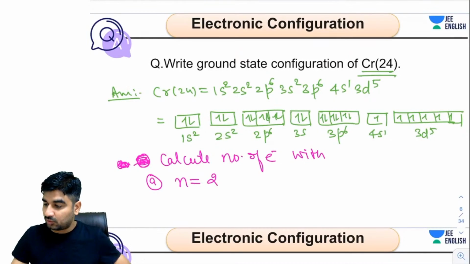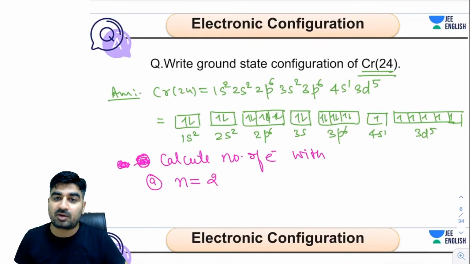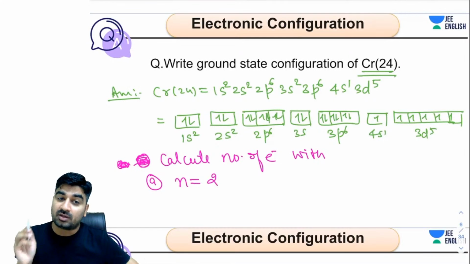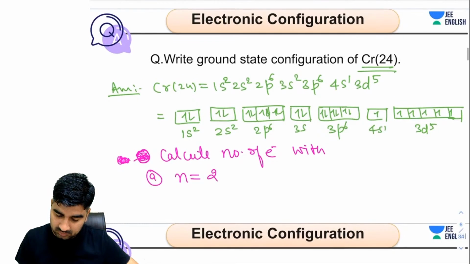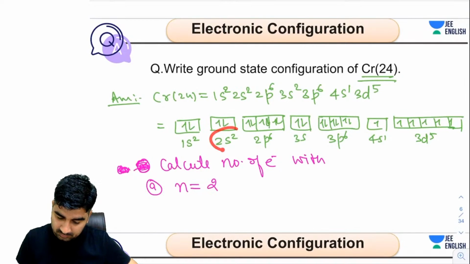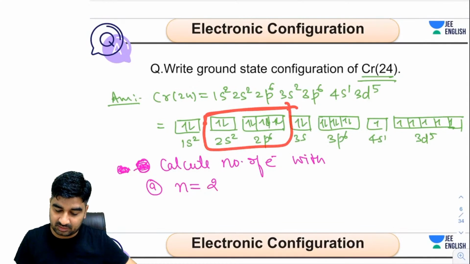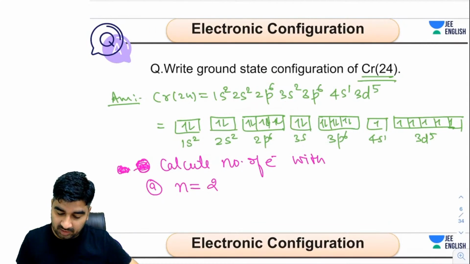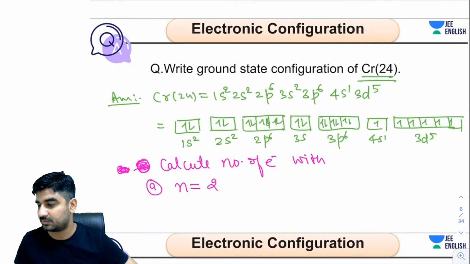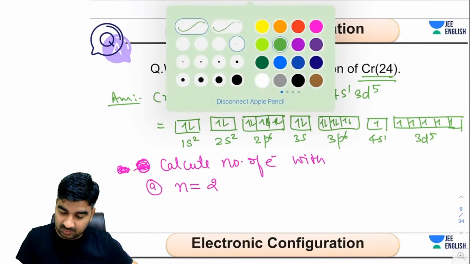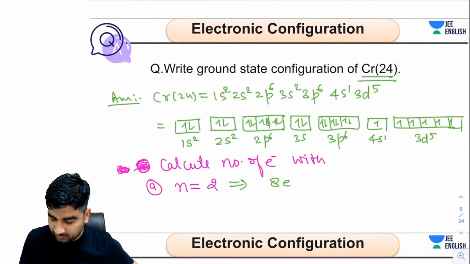Okay. So calculate the number of electrons having n equal to 2. How many electrons will be there? For these electrons, n should be 2. The electrons present in the second shell will be only these, right? So it will have 8 electrons. So your answer will be 8 electrons.